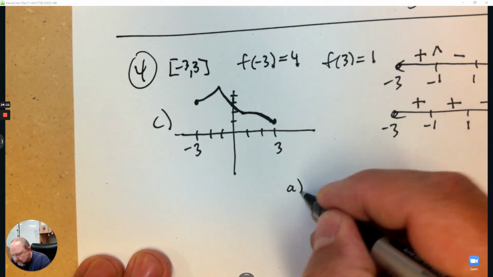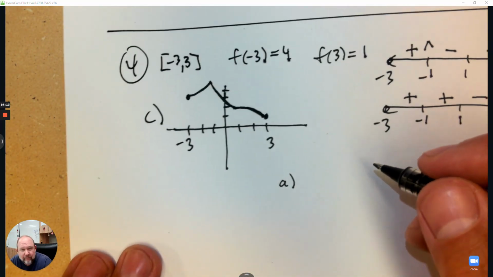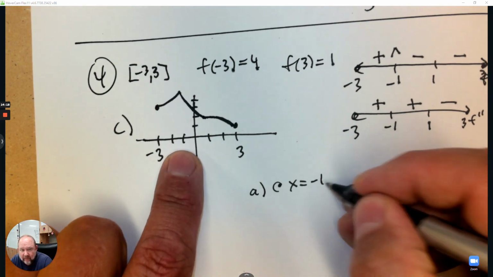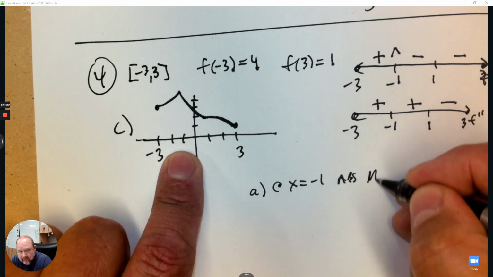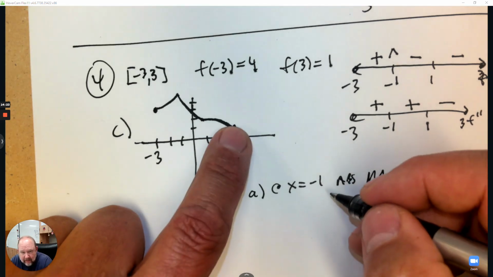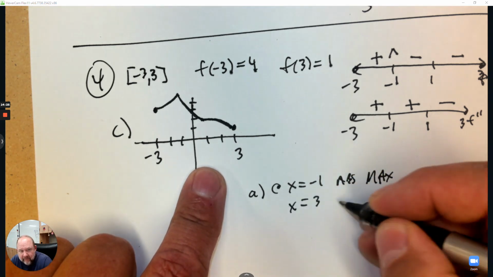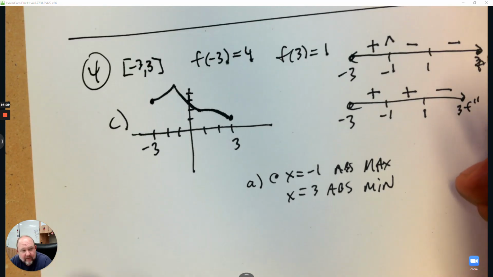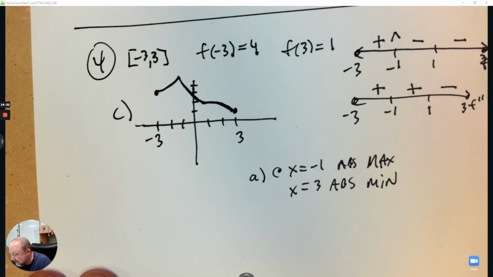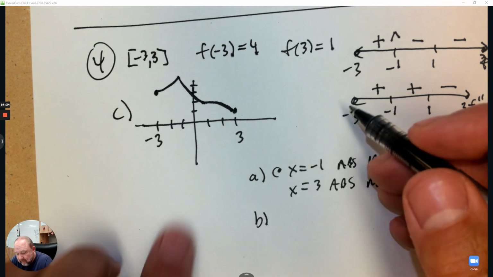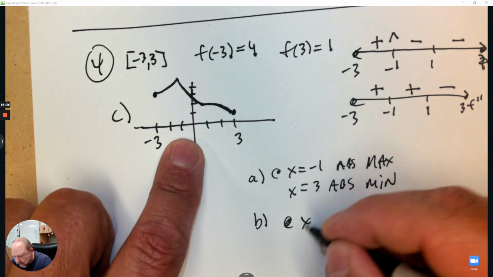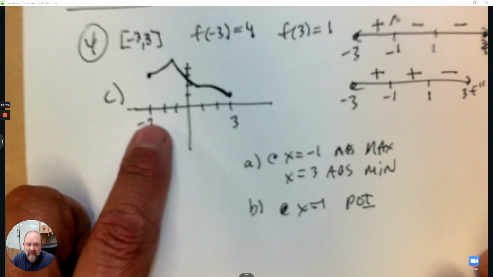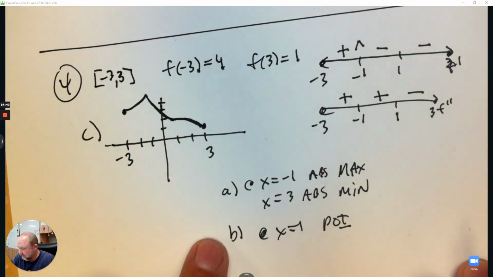In part A, it says, what are the absolute max and min? So you can see at x equals negative 1, we have an absolute max. And then the minimum is at x equals 3, we have an absolute minimum. What are the x coordinates of the point of inflection? Well, we know that's at 1. So at x equals 1, we have a point of inflection. And then you're asked to do the graph, putting this together. All right, one more left.